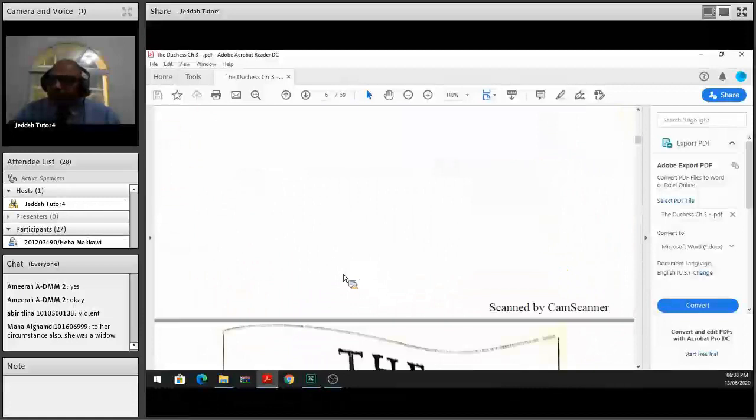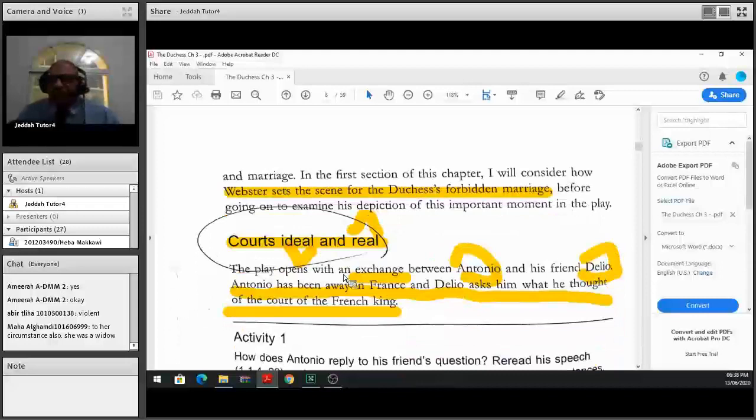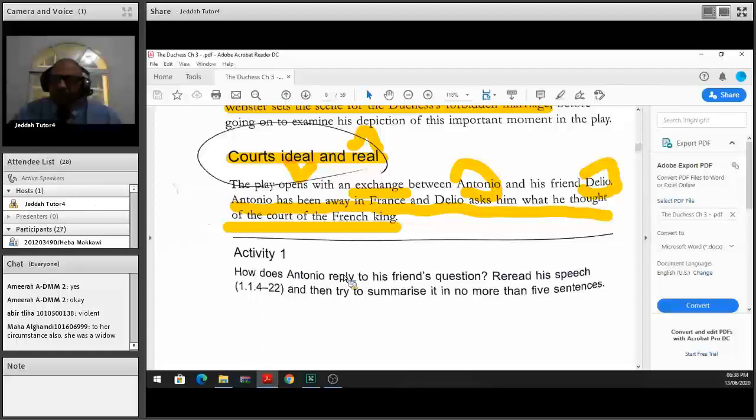So it seems that Webster is providing us with a dramatic context against which to respond to the representation of love and marriage. Okay. So again, we're not expecting them in the first scene. We're not expecting two lovers exchanging vows of love, which is typical of love relationships. No.